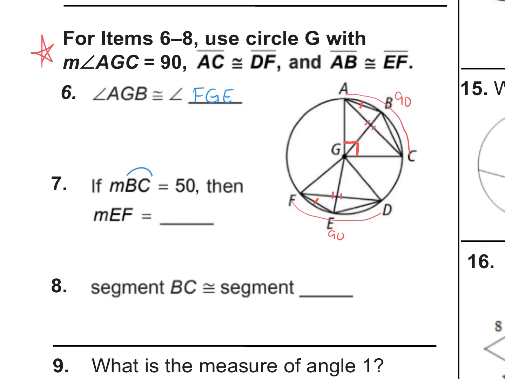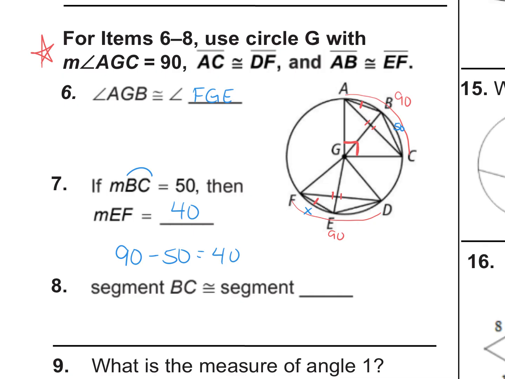This one says measure of arc BC is 50, and it wants to know the measure of arc EF. Do those correlate with each other at all? No, you find AB first. Correct. They don't relate to each other directly, but what do we know EF is congruent to? AB. How can I find AB? Yep. 90 minus 50 is 40. Good? Can you flip F and E? No. You have to have the same order.